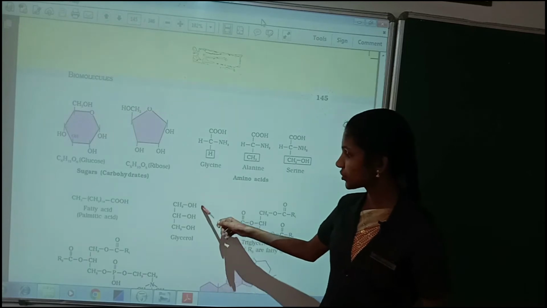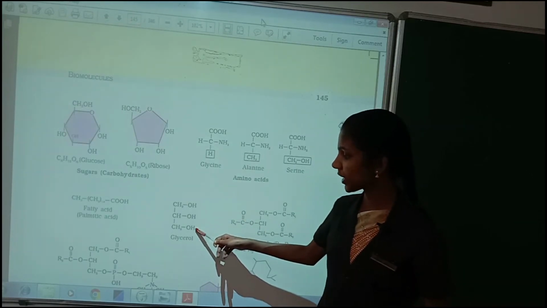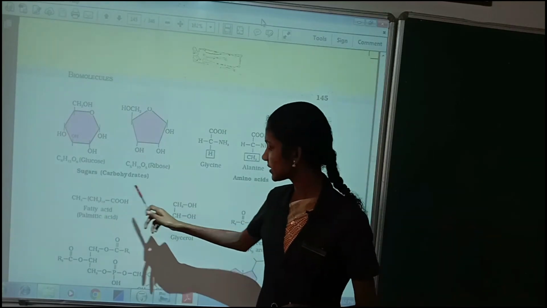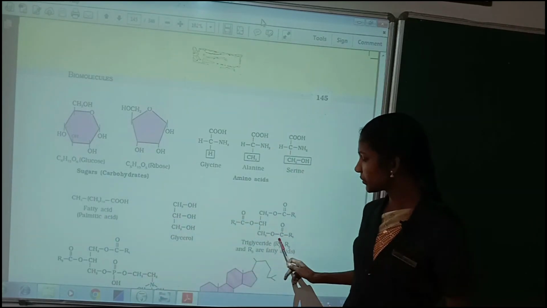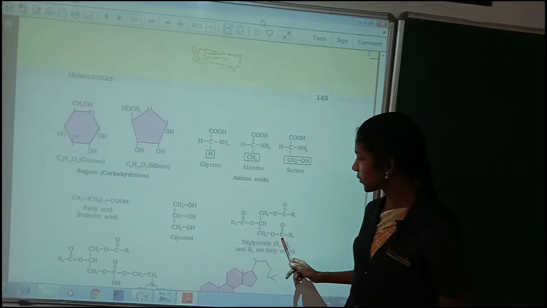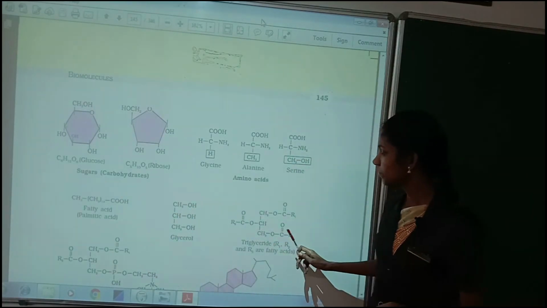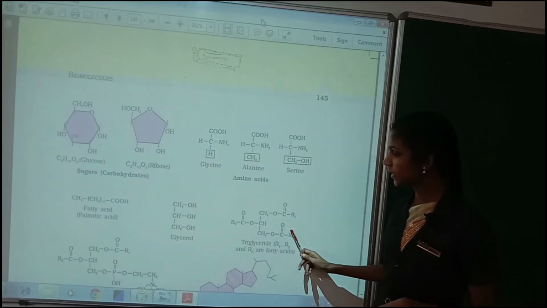And this is the structure of glycerol. Here your hydroxyl group can be seen associated with this structure. So when these fatty acids and glycerol combine together, it will result in the formation of fat. This is the structure of fat. Okay, these two compounds will join together to form a fat molecule, a typical fat molecule.